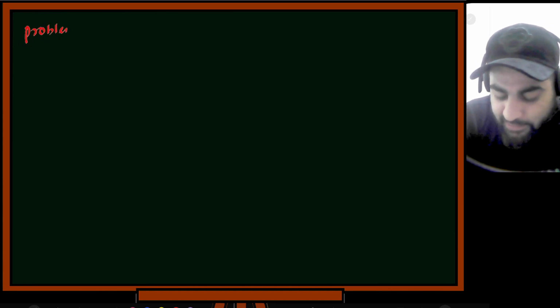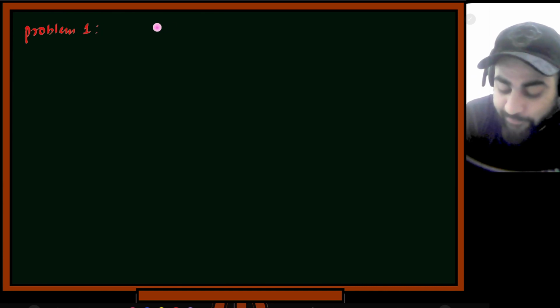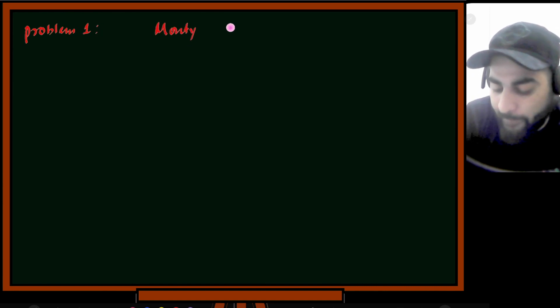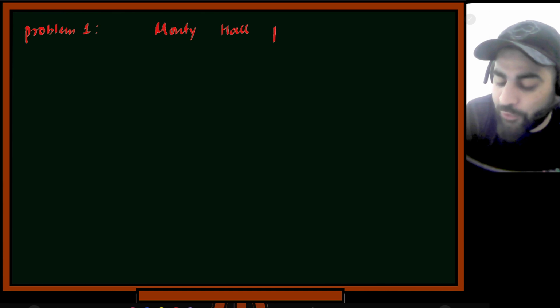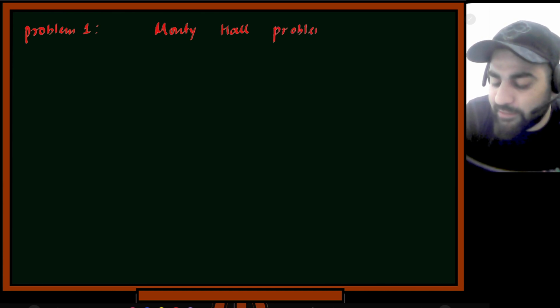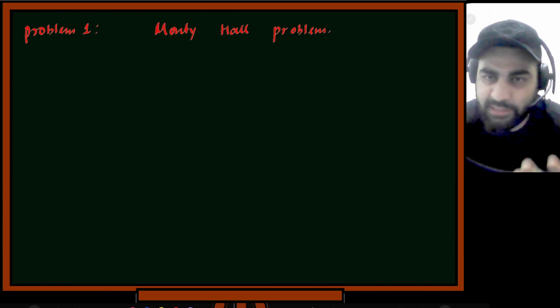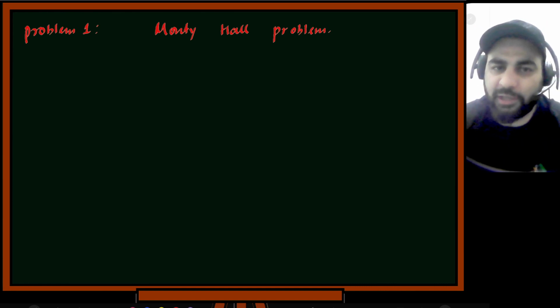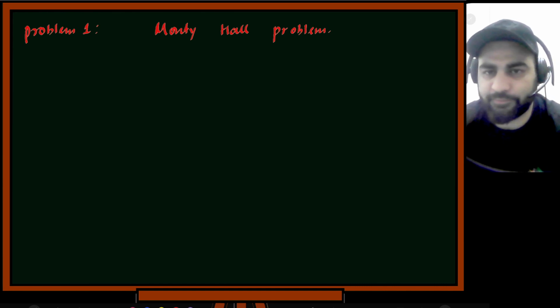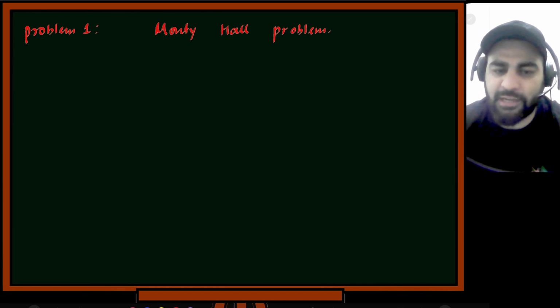So the first problem that we'll be doing is called the Monty Hall problem. I want you guys to interact with me within this, because this is where the probability modeling will come in, where you will see how probability theory is used to model things. The problem statement goes like this.